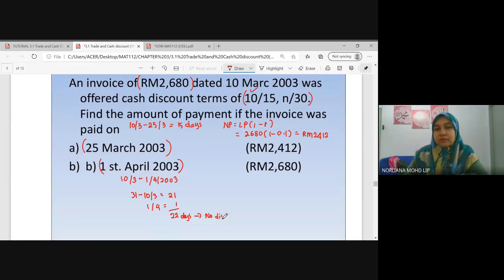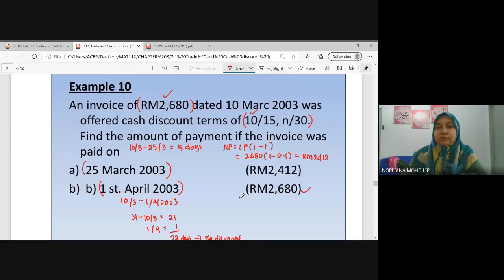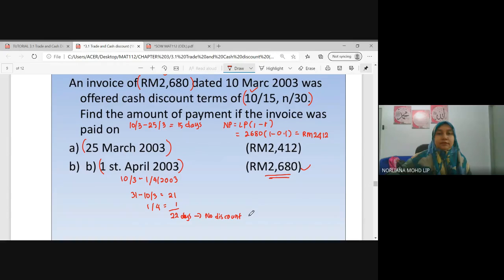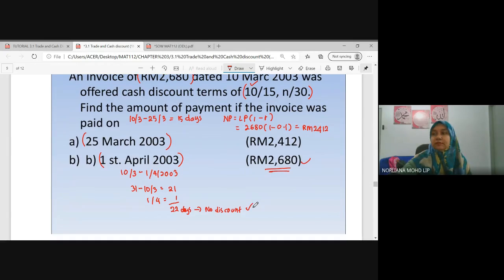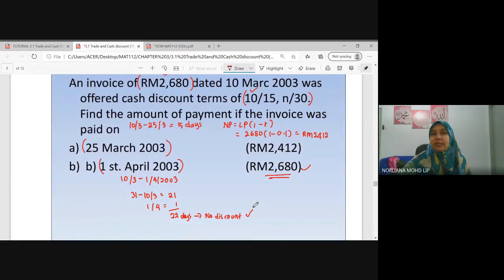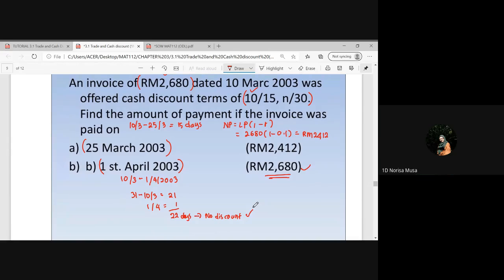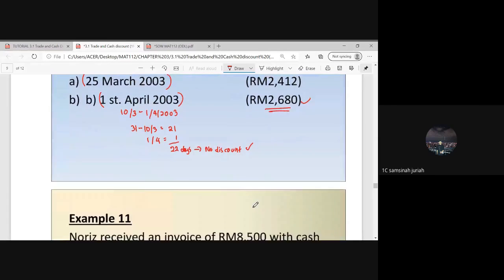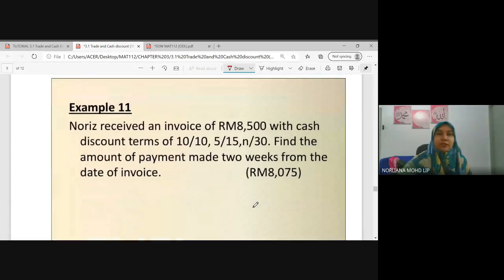No discount. Sebab tu kat situ no discount, dia akan bayar harga invoice, tak dapat discount. Dia kena bayar harga list price. So ni equal tu ni, sebab no discount. Okay, ada soalan? Faham eh? Okay.